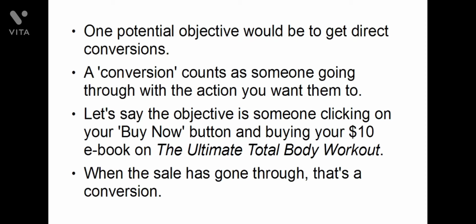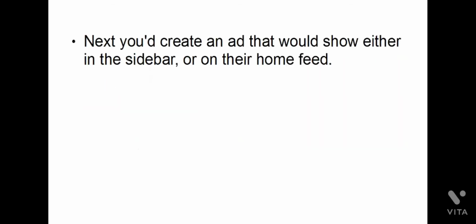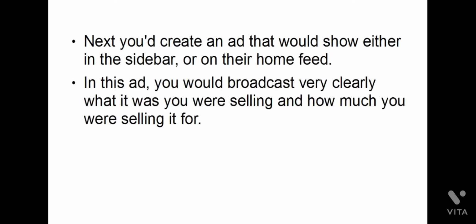Fairly straightforward. So what you do for this ad is you would target people who were in their 20s or 30s, or perhaps older, who listed the gym or fitness as a hobby in their Facebook profile. Next, you will create an ad that would show either in the sidebar or in their home feed. And in this ad, you will broadcast very clearly what it was you were selling and how much you were selling it for. So you will want to have a nice eye-catching ad.